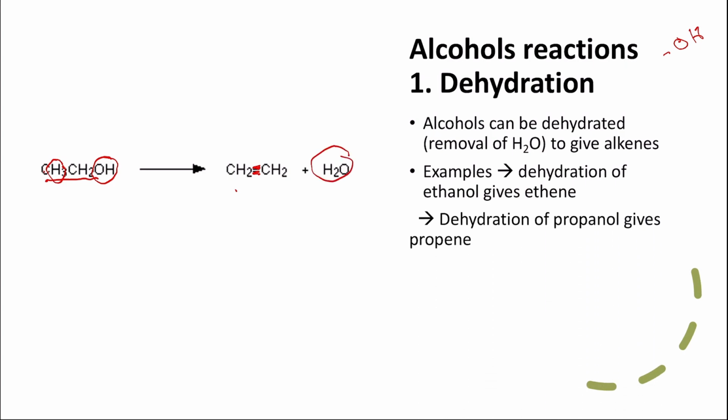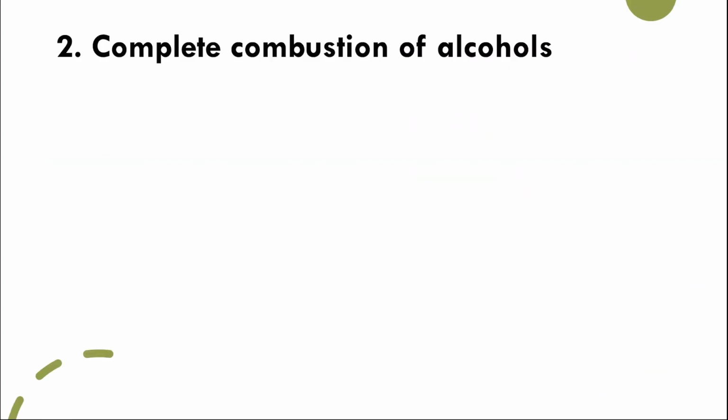Another example is dehydration of propanol. So if you have propanol, which is 3 carbon atom alcohol, then you're going to remove the OH from this carbon, and then you're going to remove one of the two hydrogens here. So remove this hydrogen, and then a double bond will be formed between these two carbons. So that will give us propene and water. So dehydration means removal of water, and dehydration of alcohols will give you the corresponding alkene.